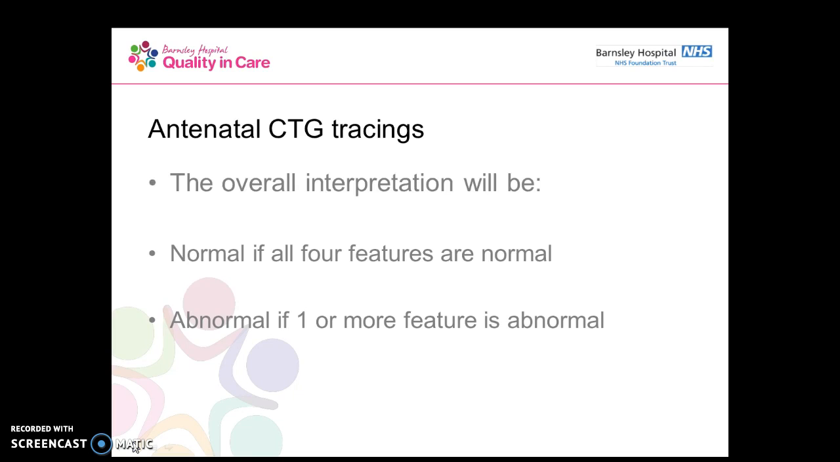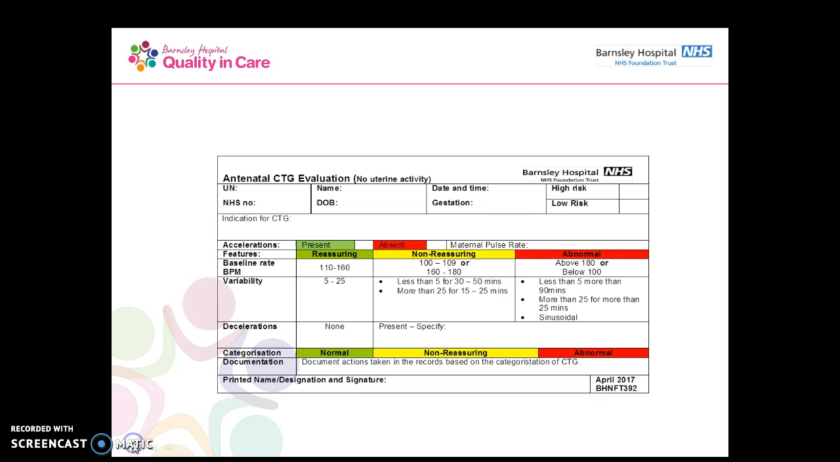Once you've assessed the 4 features, you will say they are either normal, non-reassuring or abnormal, and you need to categorise your CTG. So you'll look at your overall interpretation, and it will be normal if you've got 4 normal features, but it will be abnormal and probably need review if you've got 1 or more abnormal or any non-reassuring features as well. This is a copy of the latest and updated CTG stickers that we're going to be using. This is the one for antenatal, so no uterine activity.